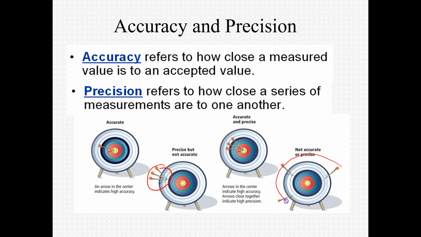Sometimes, like in this third situation, we are not precise or accurate. So if none of our measurements are close to each other, and none of them are anything what they're supposed to be, that would be we're not precise or accurate. But there are situations, if we have very accurate devices, that we can be precise and accurate. And that's if we take a whole bunch of different measurements, and every time we take a measurement, we get it all around in the same area. So that means that we have a very accurate, very precise measurement. So it's very important to know the difference between accuracy and precision.